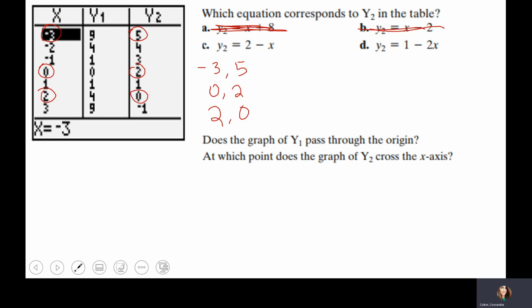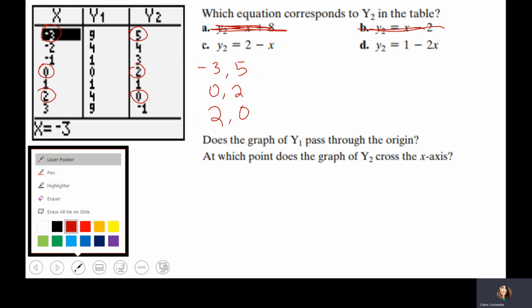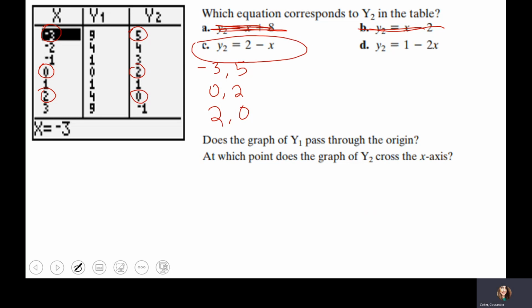Option C. Take -3, plug it in for x. I would have 2 minus -3, which does make 5. So let's check another pair. If I take 0, plug it in for x, 2 minus 0 does give me 2. And so that works. So you've got at least 2 ordered pairs that satisfy this equation. So C.